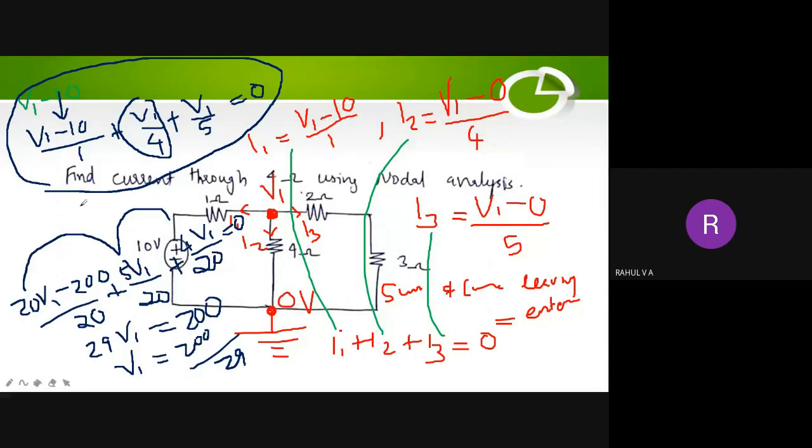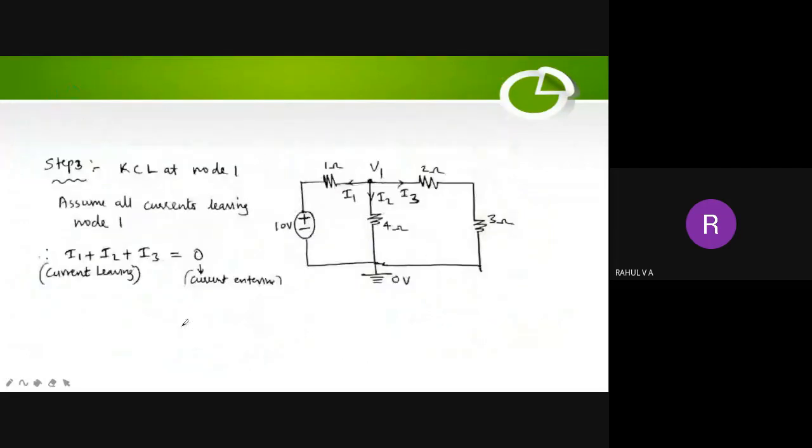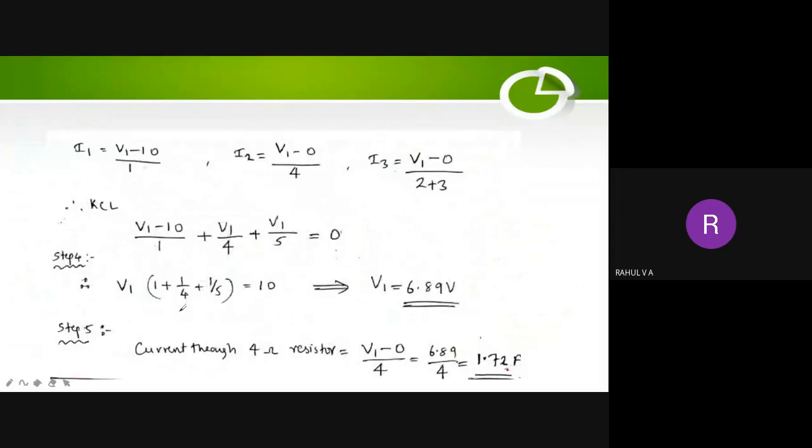So I got an equation like this: 20V1 minus 200 by 20 plus 5V1 divided by 20 plus 4V1 divided by 20. Now all denominators are 20, so I can take that side and it becomes 0 there. Now we have 20V1 plus 5V1 plus 4V1, 29V1 is equal to 200. So V1 is equal to 200 by 29. If you type it in a calculator you will be getting something like V1 is equal to 6.89.